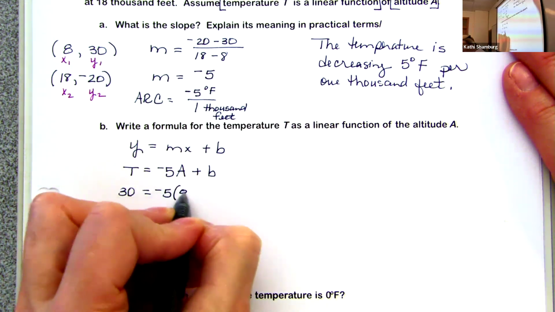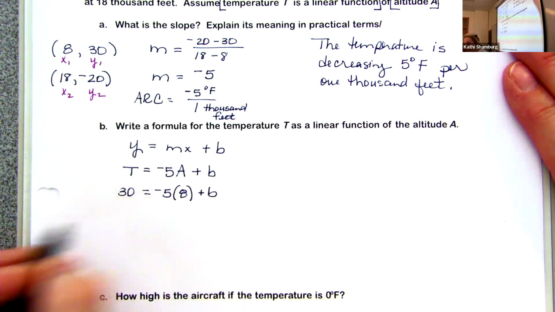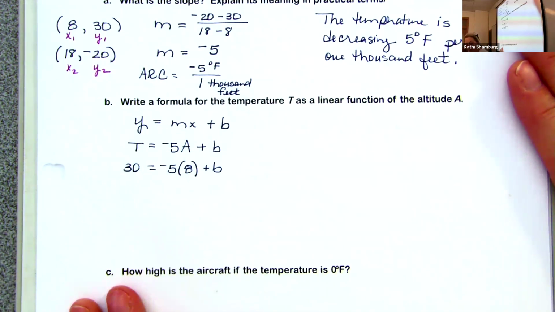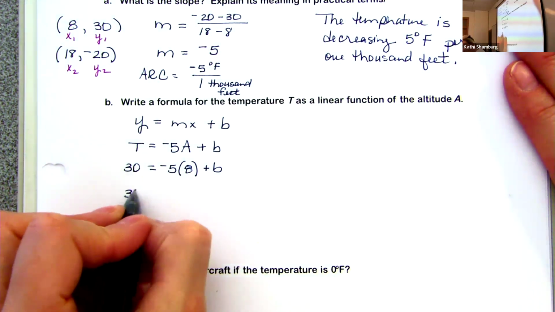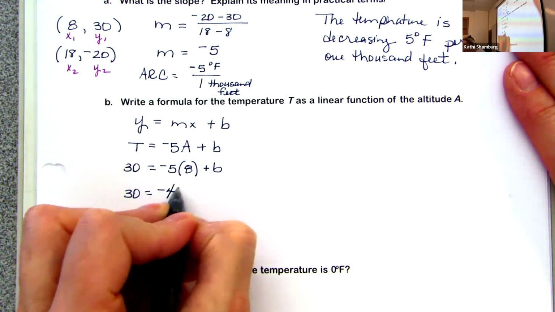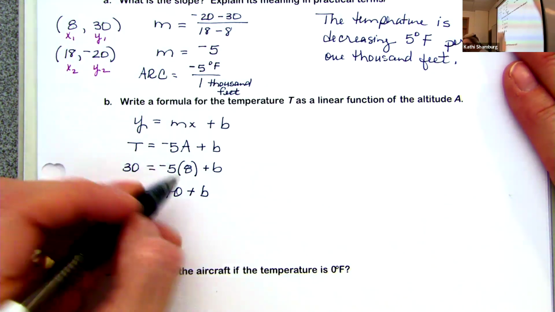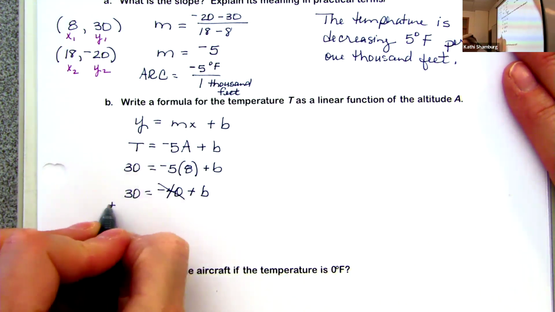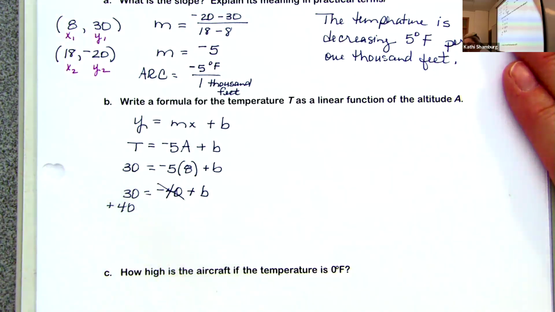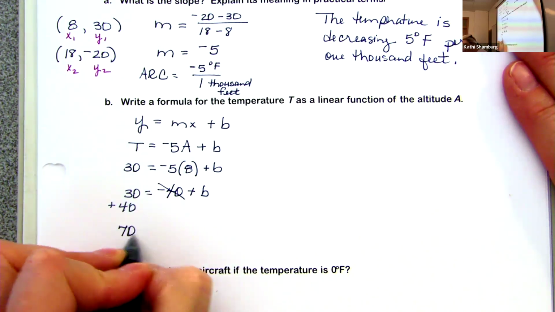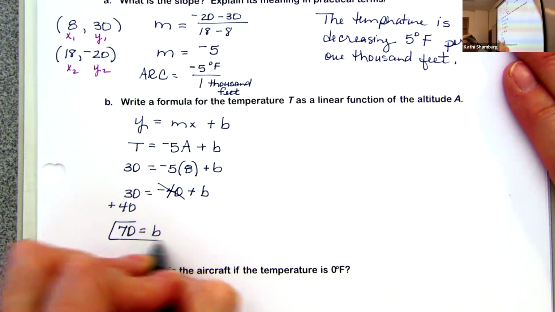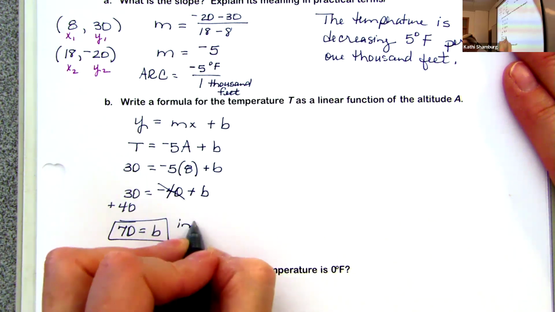-5 times 8 plus b. I get -40 plus b. Now, don't subtract 40 to move it to the other side. It's already negative, so we're going to add 40. So we get 70 equals b. This is your initial value.